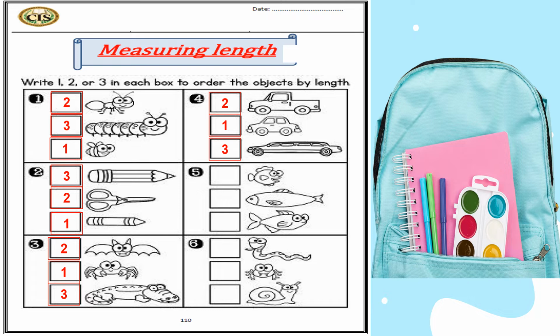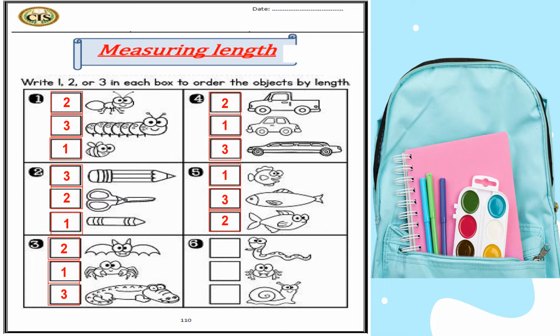Number 5, which of these objects is shortest? Which one? Which fish? Yes, this one. And which one is longer? Which one? This one. We'll give it number 2. Which one is longer? Very, very long. This one, we will give it number 3.